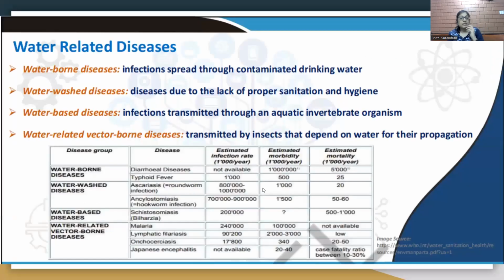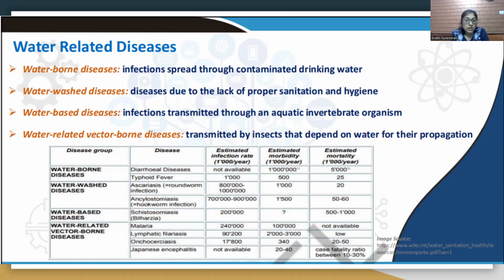Like we had seen in the question, there are 4 categories of water-related diseases with the following names: waterborne diseases, water-washed diseases, water-based diseases, and water-related vector-borne diseases. Now, what are waterborne diseases? These diseases are infections that are spread through contaminated drinking water. If the water contains pathogenic microorganisms and you drink that water, then infections that spread through such contaminated water are called waterborne diseases. Majorly bacterial infections, and typhoid fever is a waterborne disease.